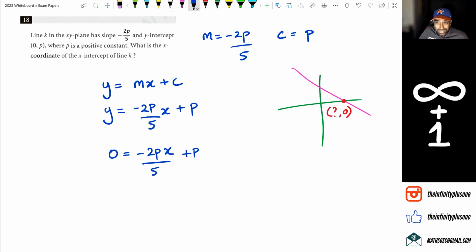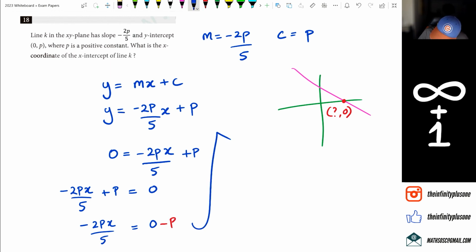I'm going to do the exact same thing that I did the last time. I'm going to switch everything around. So I'm going to get negative 2px over 5 plus p is equal to 0. So remember that whole 5 is equal to 2 plus 3 and then 2 plus 3 equals 5. That's all I've done here. I'm going to get rid of the p by itself. So negative 2px over 5 equals 0 minus p. Then I'm going to get negative 2px over 5 equals minus p.